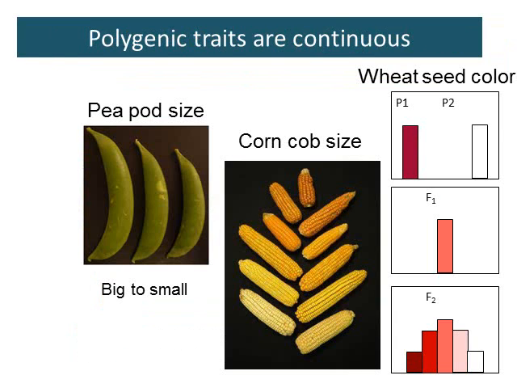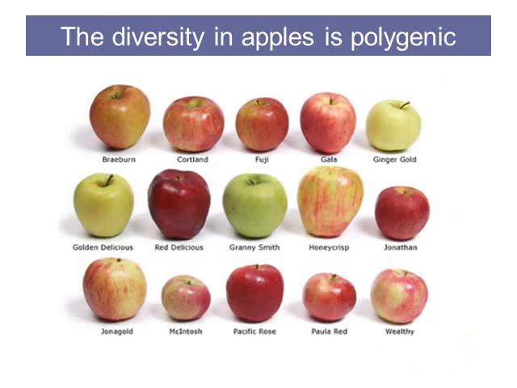Polygenic traits tend to be continuous, and what this means is that instead of having either really big or really small, you have a whole range of big to small. Similarly with people's skin tones, you don't have one skin tone, you have a whole range of skin tones that goes from dark to light. Continuous is what it means. It's not either or. So the diversity in apples, for example, is polygenic. You have multiple traits that control the color on the skin. And so that's why you have so many different varieties.